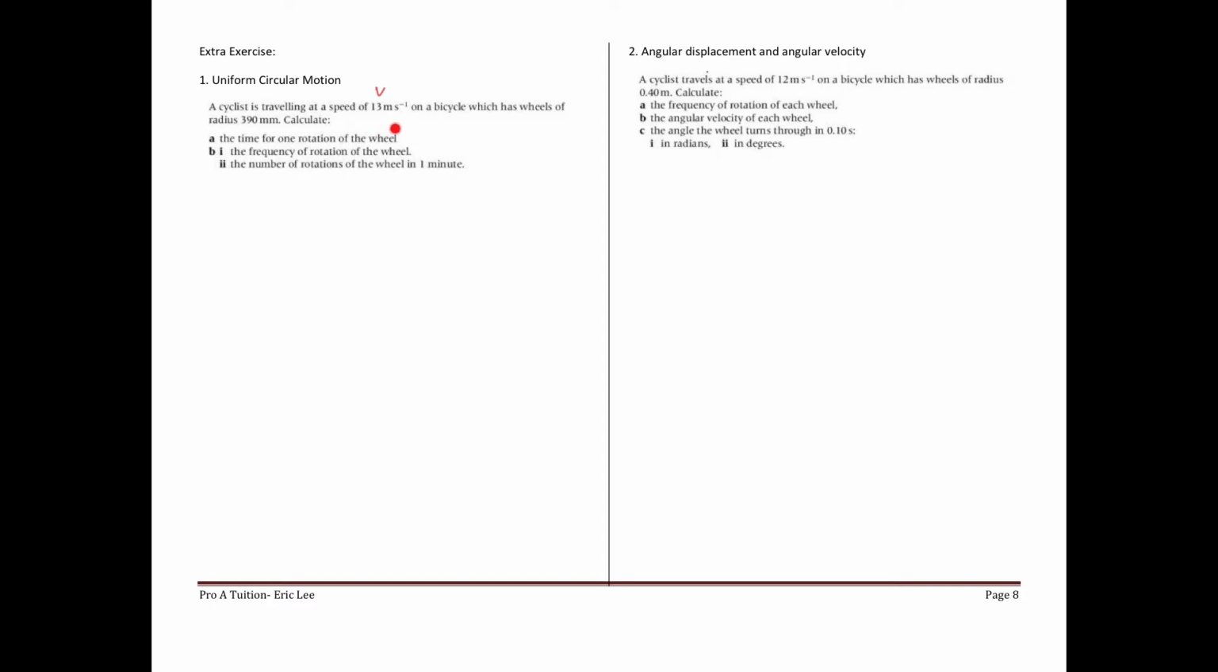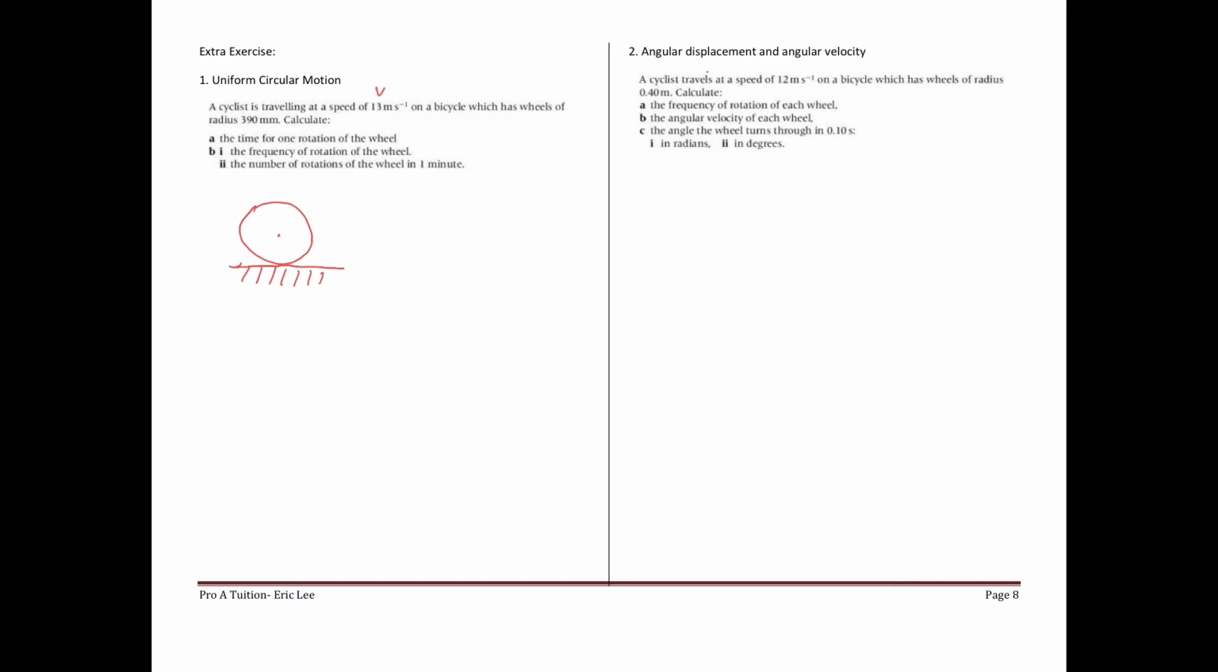Okay, so what we need to count here is the time for one rotation of the wheel. So we have to know the relationship between the linear velocity and the angular velocity. In order to understand the relation, let us start with the drawing of the view of the bicycle. So this is the view, and this is the ground.